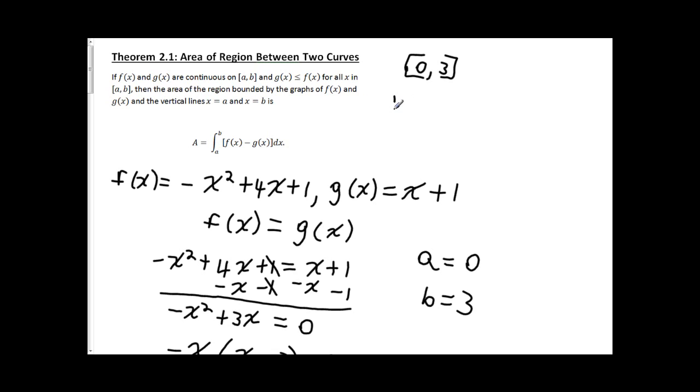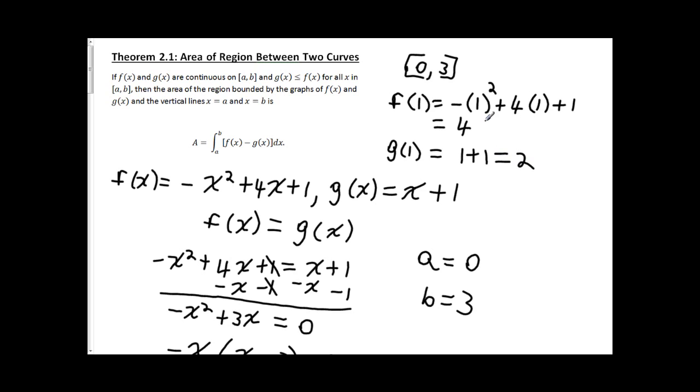g. So let's go ahead and find the f of 1. Well, the f of 1 is going to equal negative 1 squared plus 4 times 1 plus 1. And if you do this arithmetic, you get the f of 1 is equal to 4. So the value of f when x is equal to 1 is 4. Now let's find the g of 1. Well, the g of 1 is just going to equal 1 plus 1, which is 2.